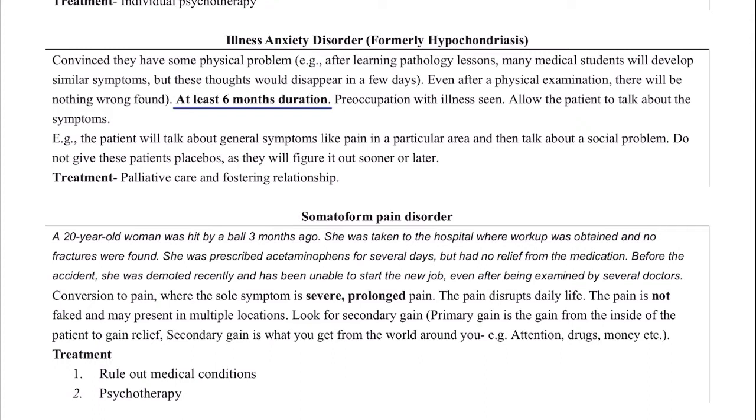These people will be anxious about this disease, and there will be a lot of preoccupation about this. Like, you learn this disease, you think you have it, but you won't be going to the hospital about it. These patients will actually go to the hospital. You tell them there's nothing wrong, but they will not accept that. And there's something important: do not give these patients placebos. They will figure it out sooner or later. The main goal is psychotherapy, and it's important to develop a relationship with the patient.